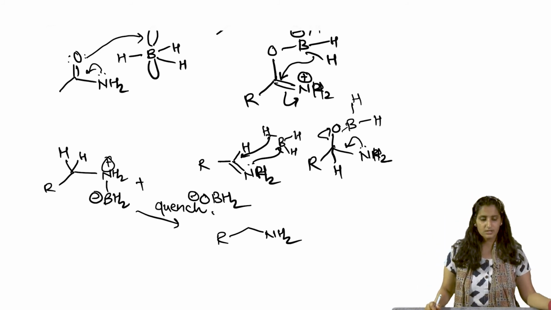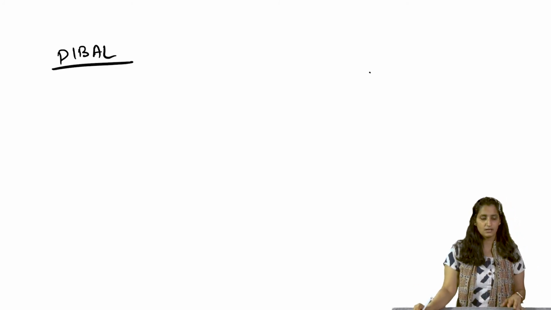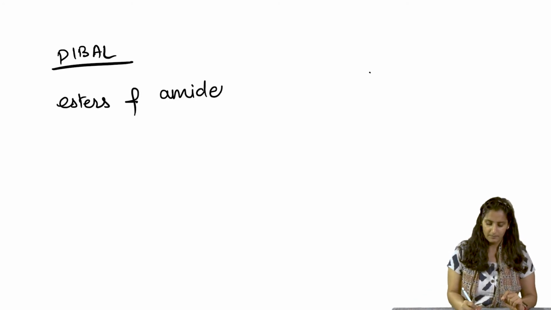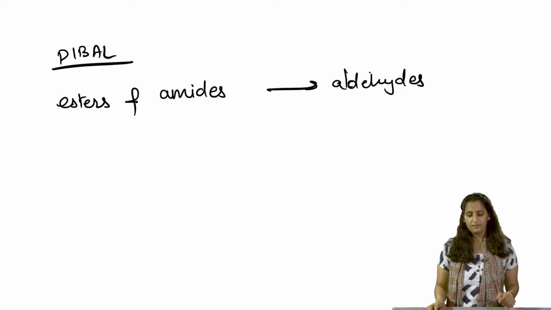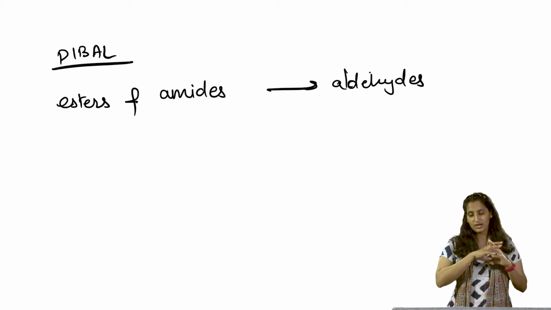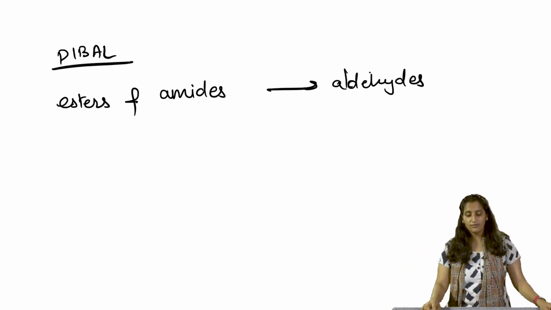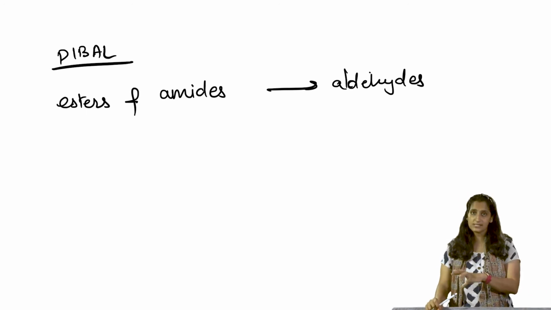Now, the next reagent that we want to look at is DIBAL, and this is a very selective reagent. DIBAL is a way to convert esters and amides to aldehydes only. So, remember, so far we have seen that most of these reducing agents will do the reduction all the way to either alcohols or amines, but in the case of DIBAL, the reaction conditions are such that we end up forming aldehydes in excess.